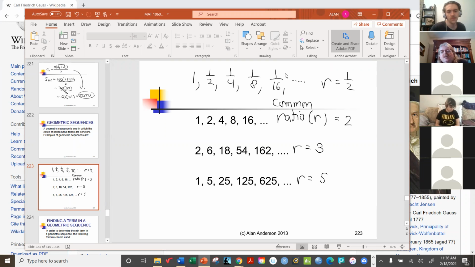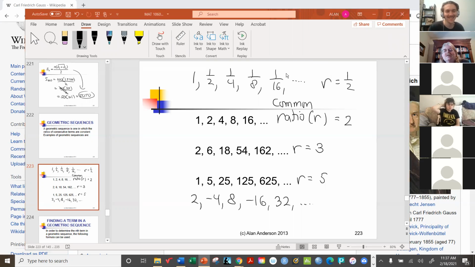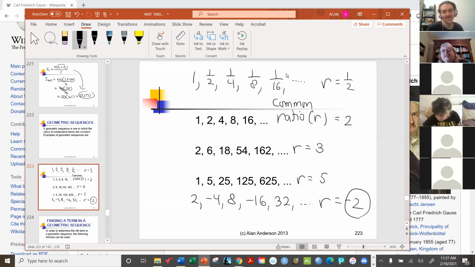Now, here's another interesting case. Watch this one. Oops, wait, I screwed it up. Sorry. Oh, we have somebody who knows. It's -2. That's right. That's how come the signs keep going back and forth. It's negative. So all of these are possibilities, as long as they're all being multiplied, that makes it a geometric sequence.